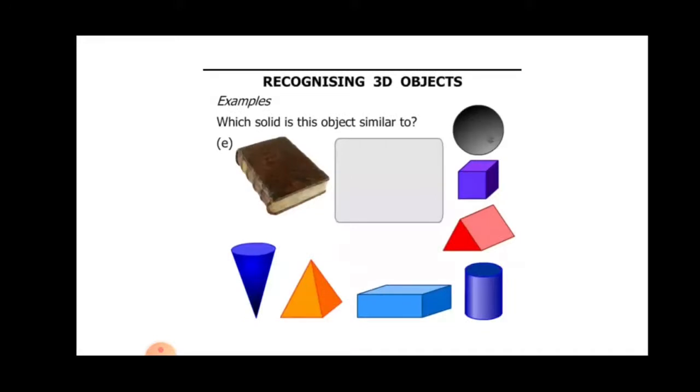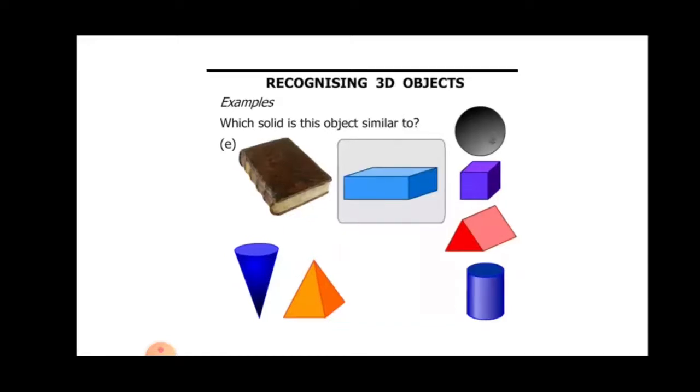Now this is a book. You all have books. Can you match it with any 3D shape? Yes, this is a cuboid. So these all are 3D shapes. So let's move to the workbook pages.